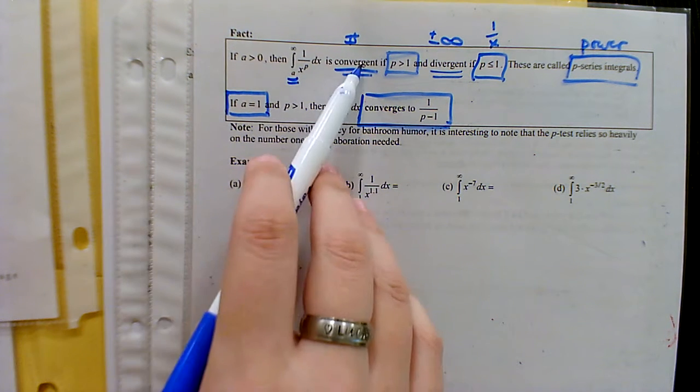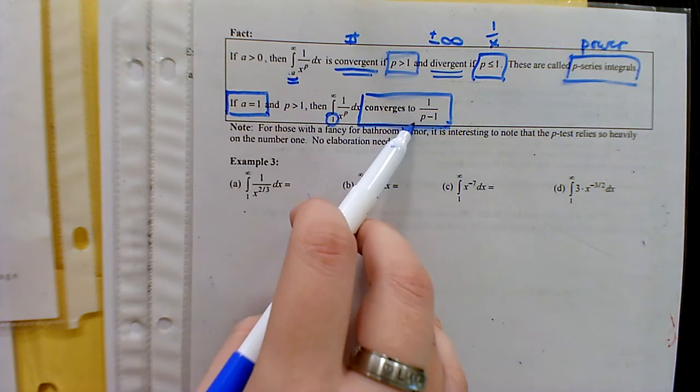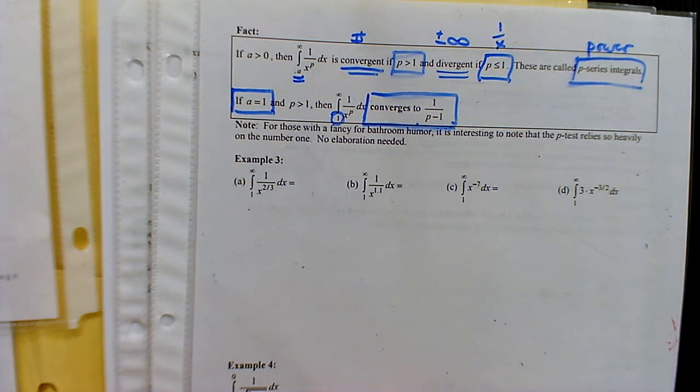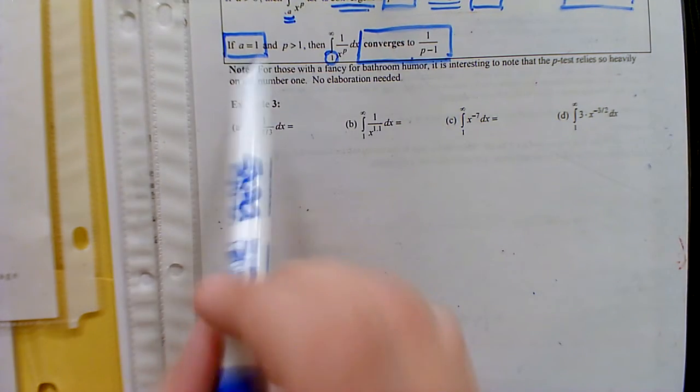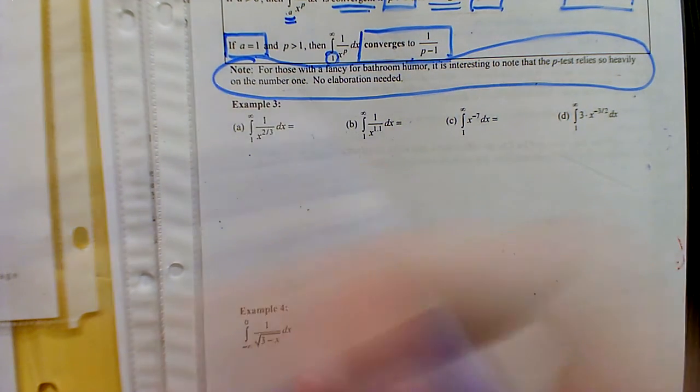If it's 2, it still converges, right? Because 2 is bigger than 0. It just doesn't converge to this. So the lower bound has to be 1. We're going to take a look at this a little bit further. And for you humor people, you can go ahead and read that statement there.